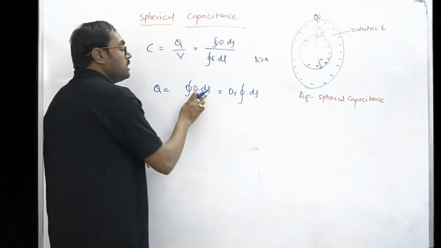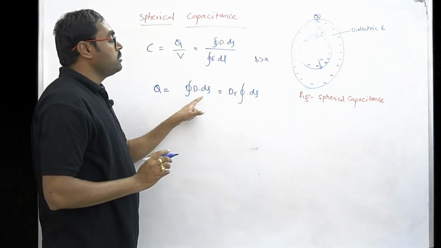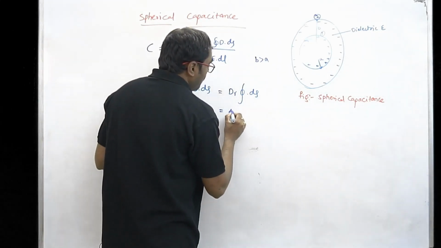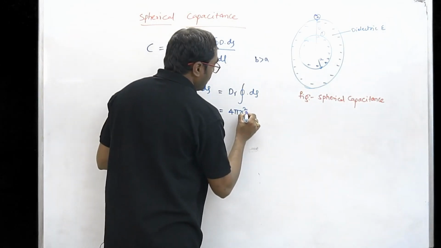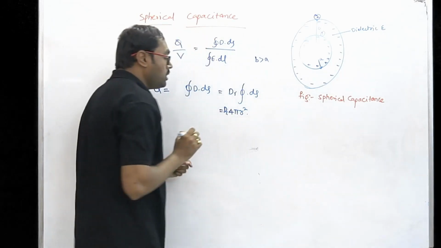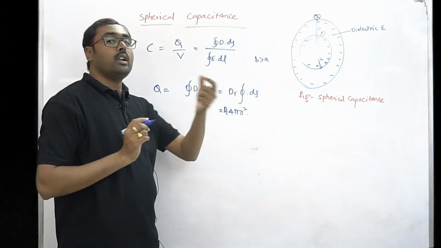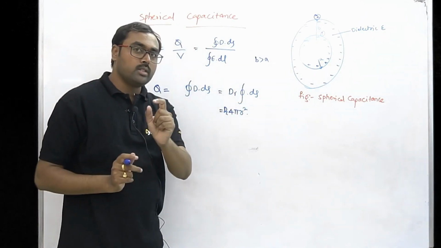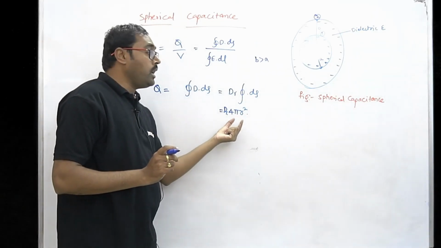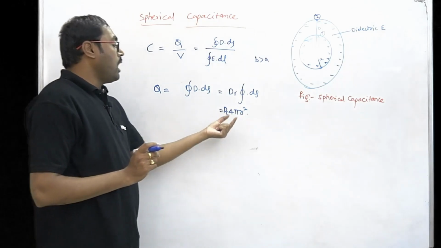This should be in the r direction, which means the surface integral gives 4 pi r square into dr. Why? Because the surface integral in the r direction should be equal to 4 pi r square.